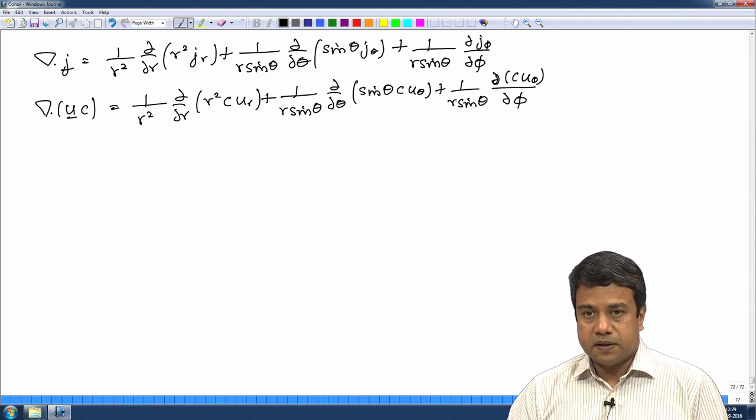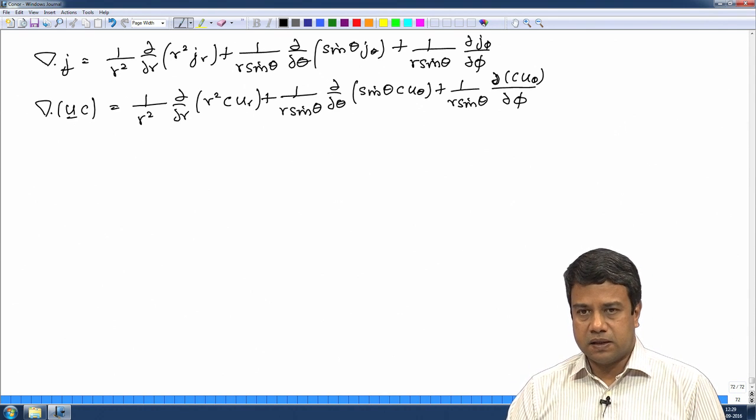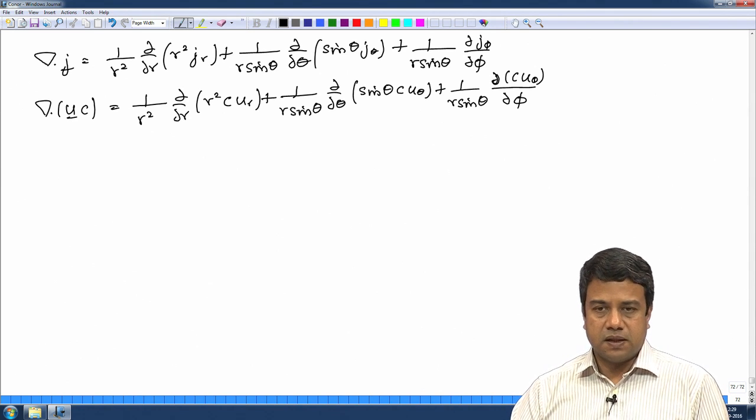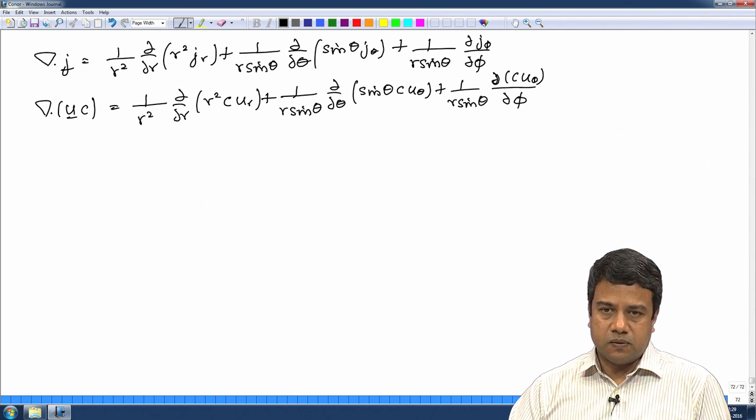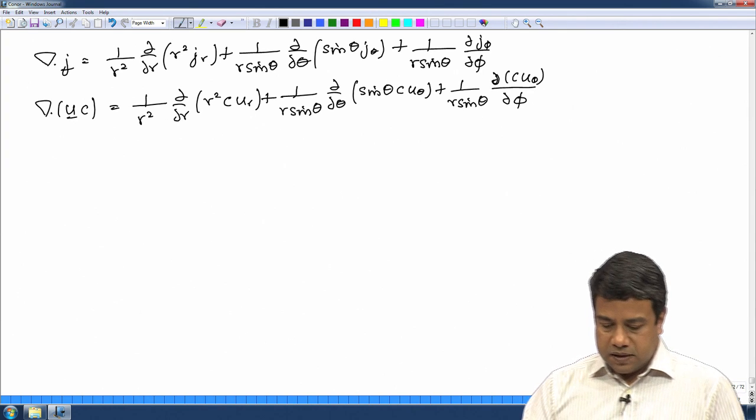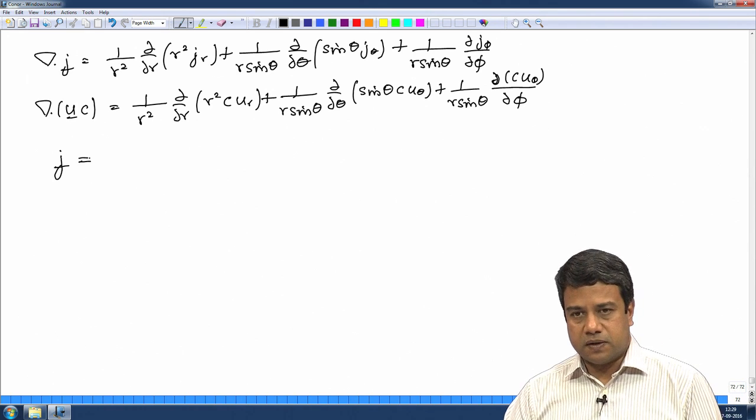Note that, as expected, this divergence operator has dimensions of 1 over length. Each term in this divergence operator has dimensions of 1 over length because it is a divergence, it is one derivative with respect to spatial position. Now, this flux can be written once again in a Cartesian coordinate and in a spherical coordinate system.